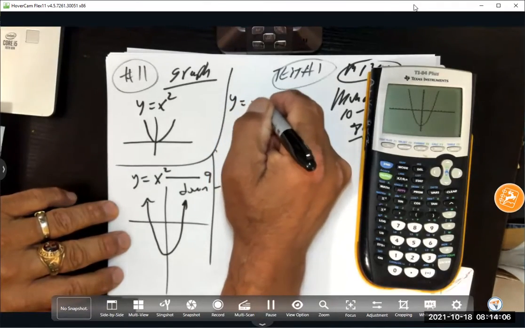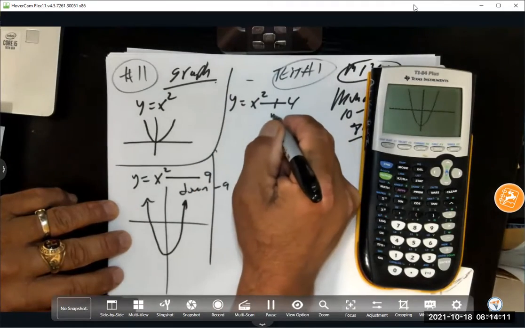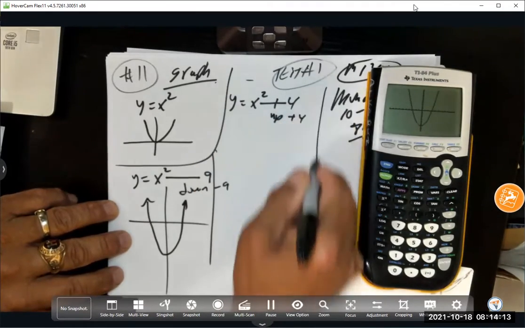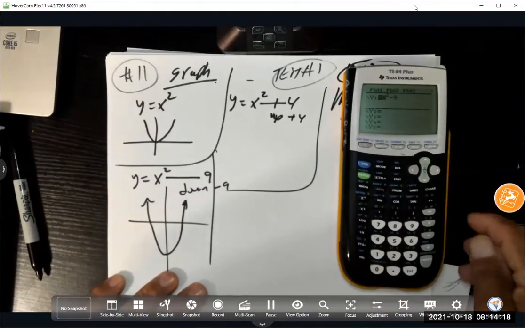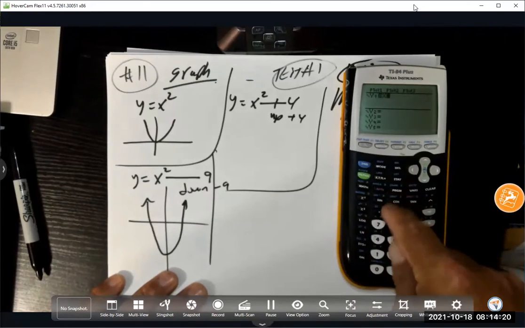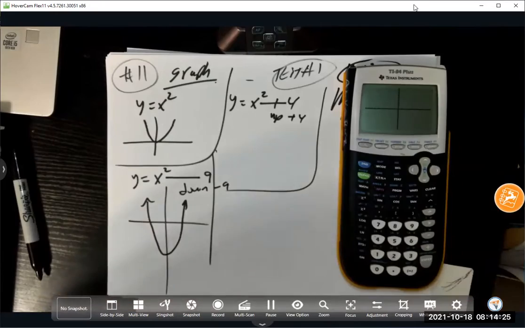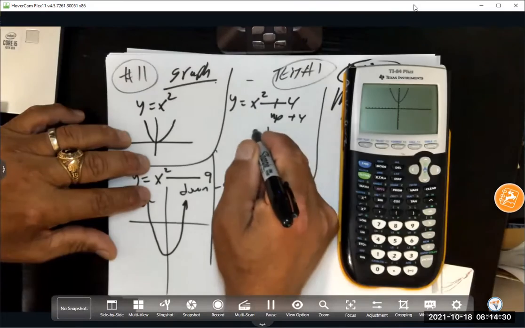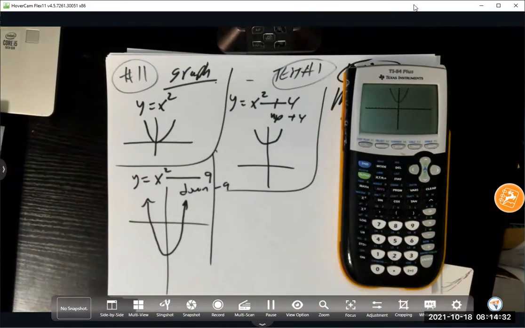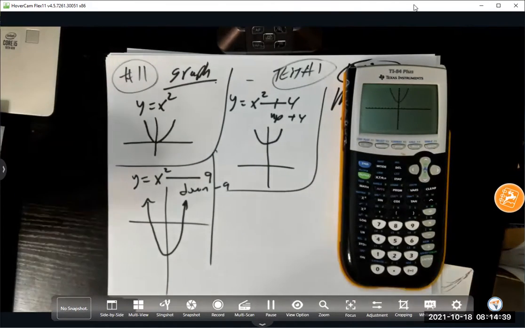Y equals x squared plus 4. So now it's going to go up plus 4 on the picture. When I draw this picture, it's going to go up. How many? 4 spaces. So clear it. Go x squared plus 4. Hit enter, hit graph. It's going to go up 4 spaces. So instead of down here, the graph's going to shift up here somewhere. Yes or no? Yes. Yeah, success.